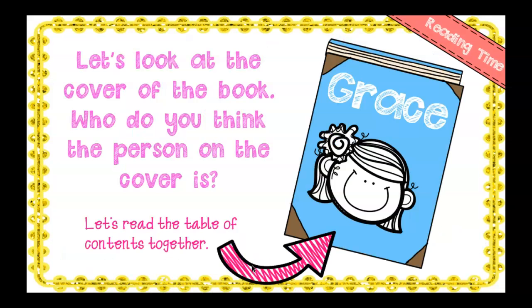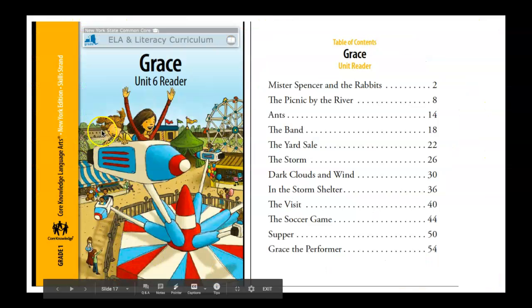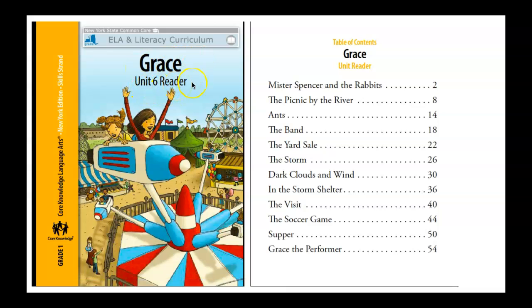Let's look at the cover of this book. So this is just a little drawing, but let me show you what the cover looks like. Here it is. So we have the title here, Grace, and again, it's our Unit 6 reader. It's the stories that we're going to be reading for Unit 6. So who do you think this person on the cover is? It's Grace. That's who this book is about.